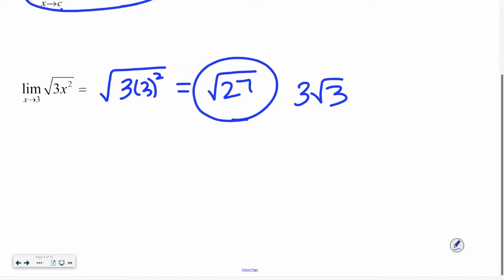I don't disagree, but why? Why do you guys allow us? Because the AP test doesn't make you simplify. Yeah, there's bigger fish to fry in calculus than simplifying. Okay?